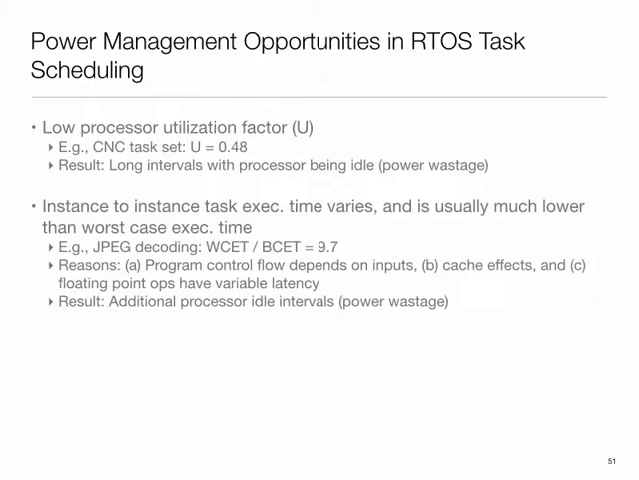Just to give an example, some people have shown that if you look at the common embedded benchmarks, embedded system tasks, the ratio of worst case execution time to the best case execution time is oftentimes 10x, 50x, even 100x. Okay, so it's huge.